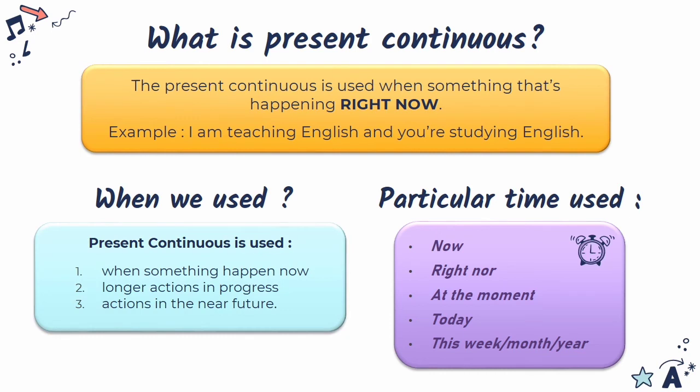Verb ing as present continuous. What is present continuous? The present continuous is used for something that's happening right now. For example, I am teaching English and you are studying English. The present continuous is used for: 1, something happening now; 2, a longer action in progress; 3, an action in the near future. Particular times used are now, right now, at the moment, today, this week, month or year.